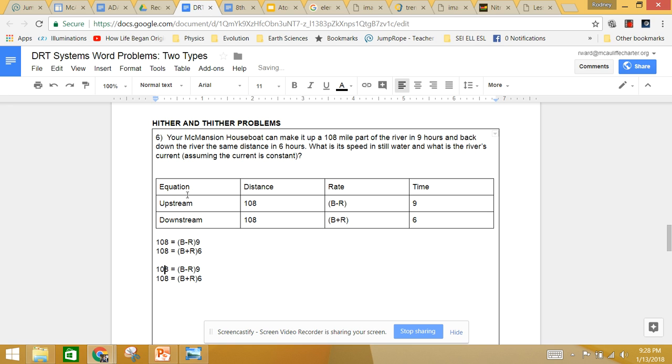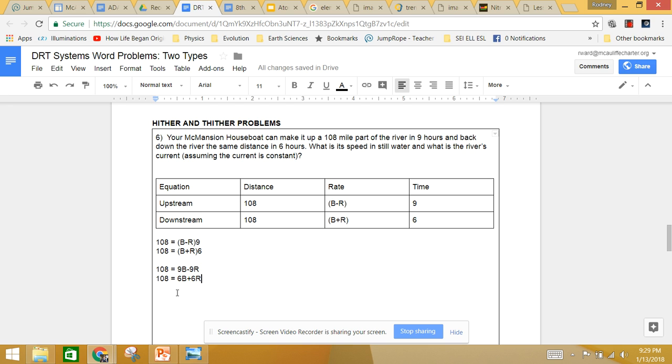And now my next step is to distribute this 9. So I'm going to multiply 9 times B, and I'm going to multiply 9 times negative R, and my new equation is 108 equals 9B minus 9R. And I'm going to distribute the 6 here. So I get 6B plus 6R equals 108. At this point, I need to do something to get my coefficients lined up. I either need a coefficient that matches across the two equations, or I need a coefficient that's opposite.